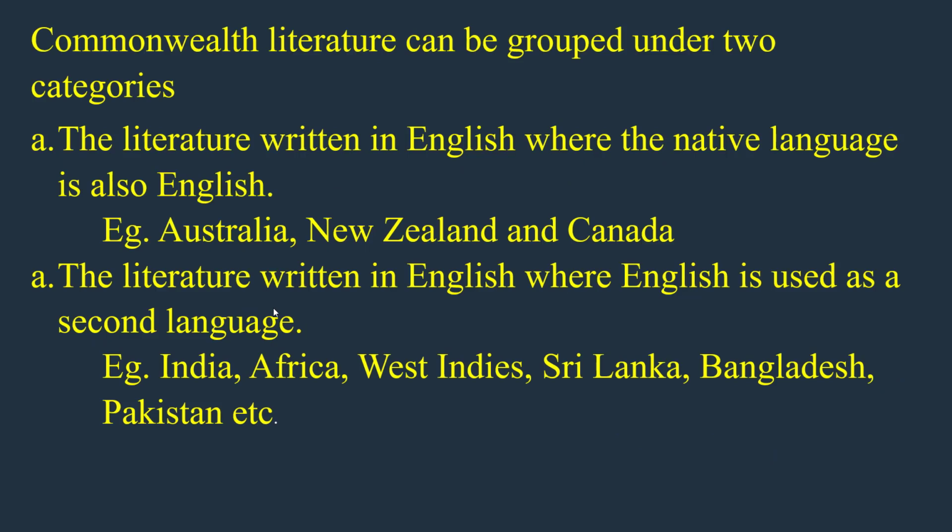Commonwealth literature can be grouped under two categories: the literature written in English, where the native language is also English. Examples: Australia, New Zealand, and Canada, where English is the mother tongue. And there are countries where literature is written in English, but the mother tongue is another language, whereas English is used as a second language. Examples: India, Africa, West Indies, Sri Lanka, Bangladesh, Pakistan, etc. So these are the two categories by which we subdivide the literature written in English.